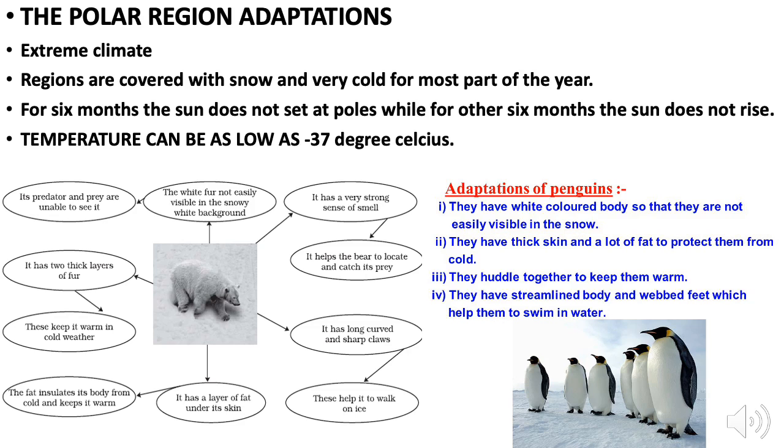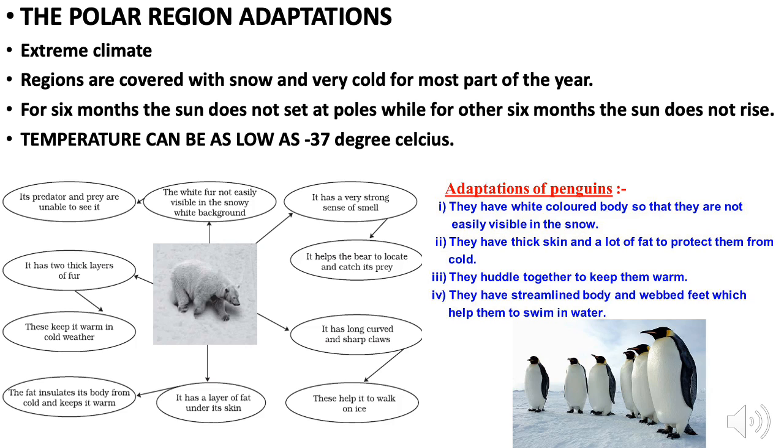Now let us see the adaptations of the polar bear. The polar bear has white fur so that it is not easily visible against the snowy white background, and it protects them from their predators. It also helps them in catching their prey. To protect them from extreme cold, they have two thick layers of fur, and they also have a layer of fat under their skin.